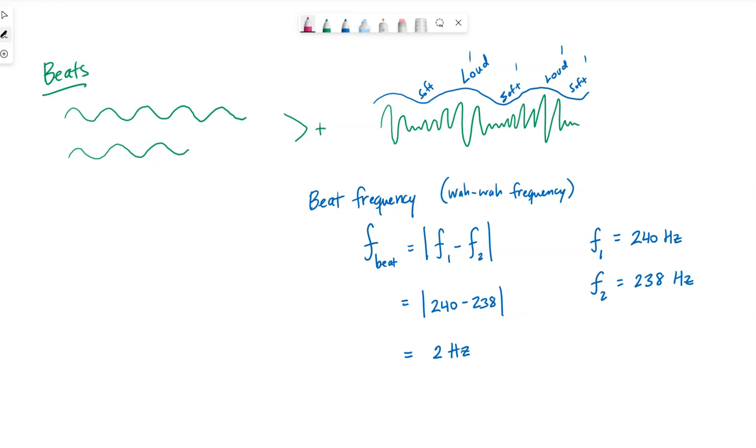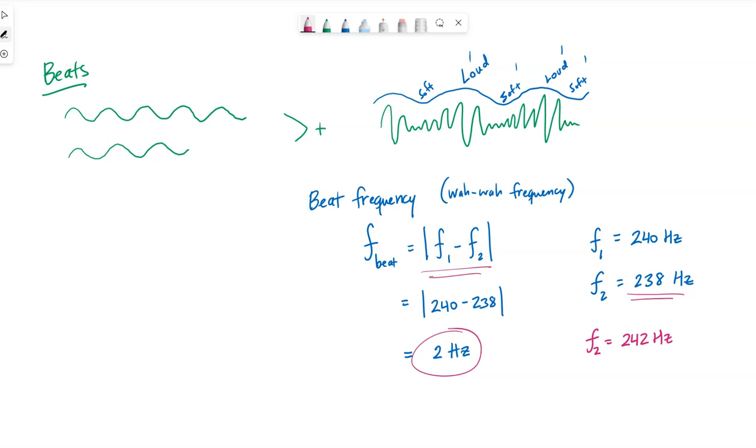The second one, F2, could have been 242 hertz and ended up with the same beat frequency. And that's because 240 minus 242, absolute value would still be 2 hertz.